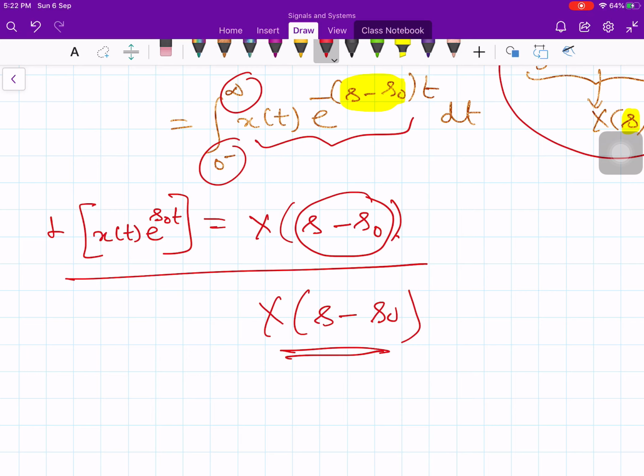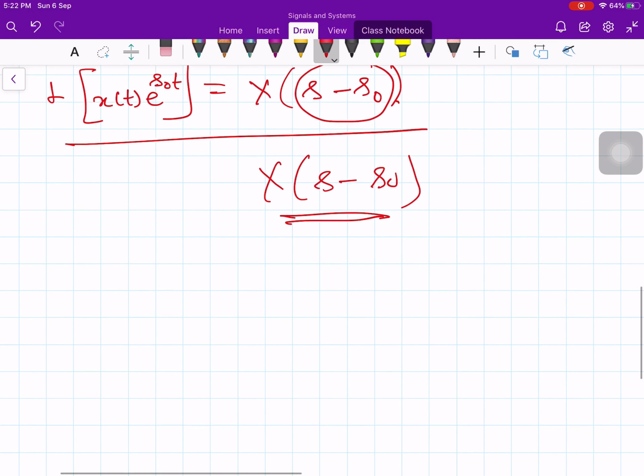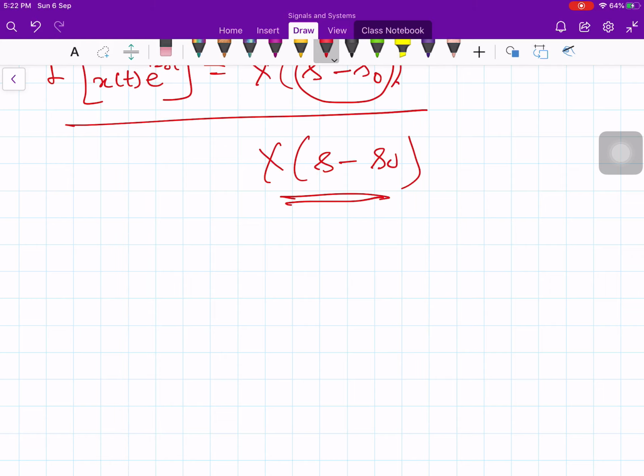So that's it about this property. Then let us take some simple example based on this.